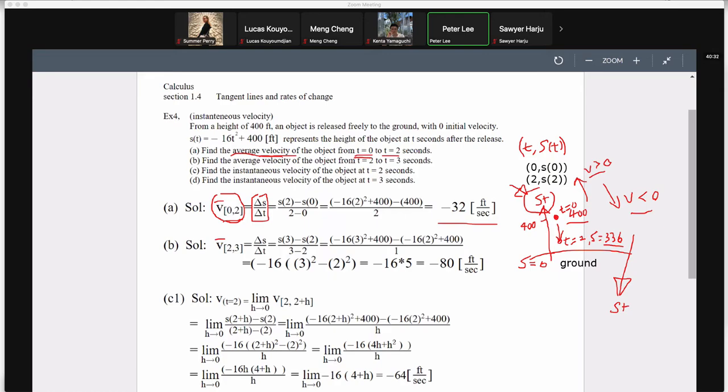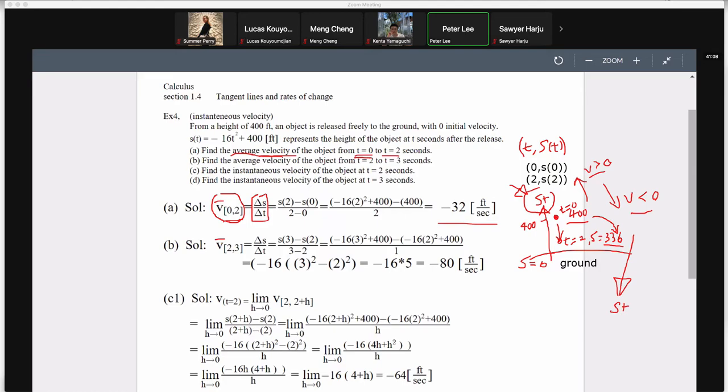And that was in 2 seconds. So on average, how much did it move per second? The position moved by minus 32 per second. So that's what we call the average velocity. The position changed by minus 32 per second, because 400 to 336 is a change of minus 64, and that was 2 seconds. Therefore, the average velocity is minus 32. That's what it is. Okay, now let's do part B, very similar.